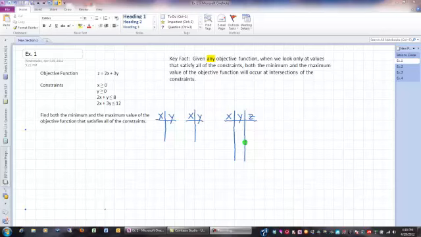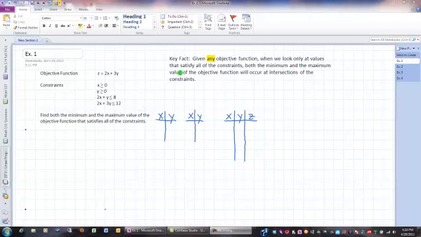In part one of our Introduction to Linear Programming, we are going to look at the type of problem where we are given the objective function and the constraints and asked to find both the minimum and the maximum value of the objective function that satisfies all of these constraints. In the bigger picture, you are usually asked to only find the minimum or the maximum, but for these first two we're going to find both.